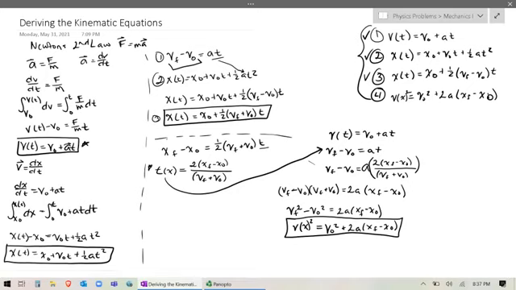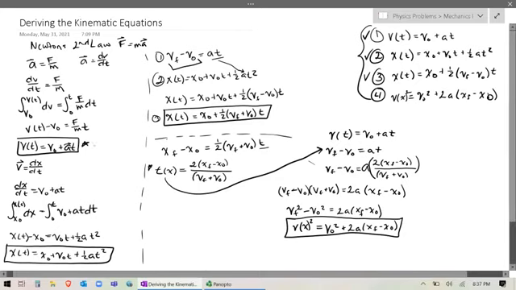Okay, so what's the difference between all these? Like, really, what's the point? This is velocity as a function of time, whereas this is velocity as a function of position.